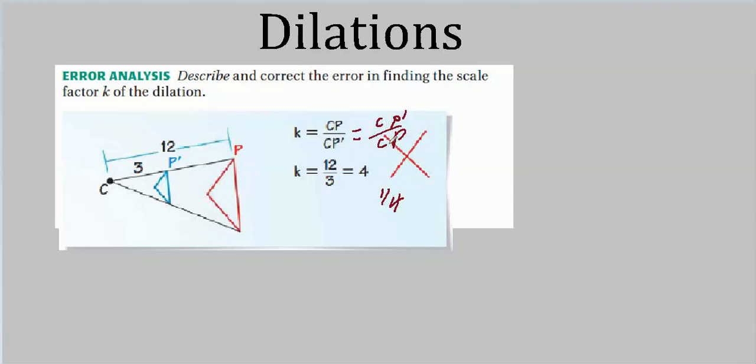So the big problem here is you just flip this. It's supposed to be CP prime over CP. And the correct answer is 1/4, not 4.